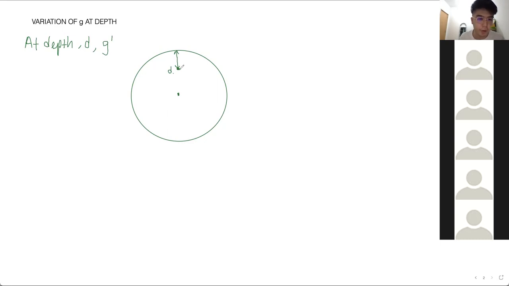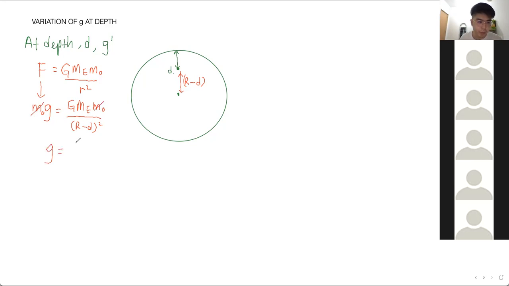What is the force acting on the object if it's inside the Earth here? We can prove it mathematically. What is the distance here? It would be the radius minus the depth. The radius of the Earth minus the depth is this distance, and this distance is our r. Your F equals GMm, mass of Earth and mass of object over r². I can put this F as mg, where m is the mass of the object, not the Earth. So mg' equals GM_E m over (R−d)². Cancel off the m, and we get g' equals GM_E over (R−d)².